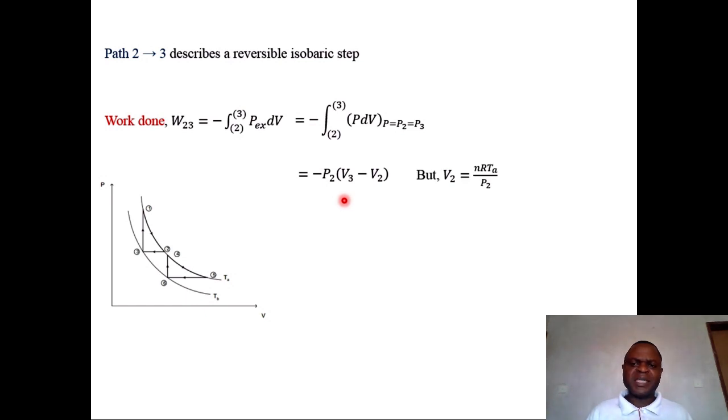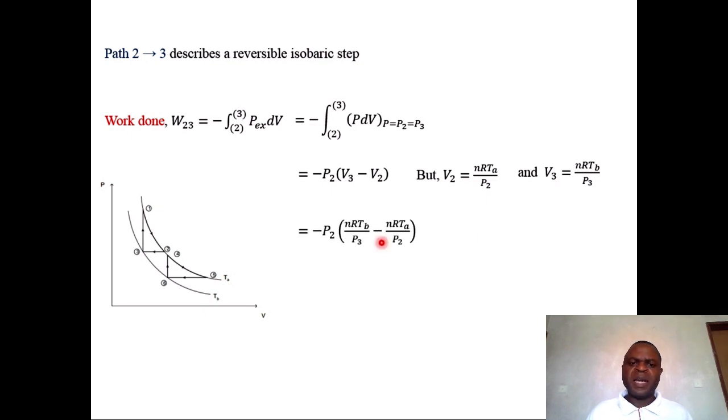But we know that from the ideal gas relation, V2 is equal to nRT over P2, and V3 is equal to nRT over P3. Because at 2 we have TA and at 3 we have TB, we have these two relationships.